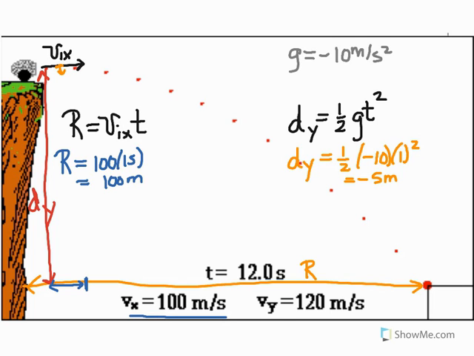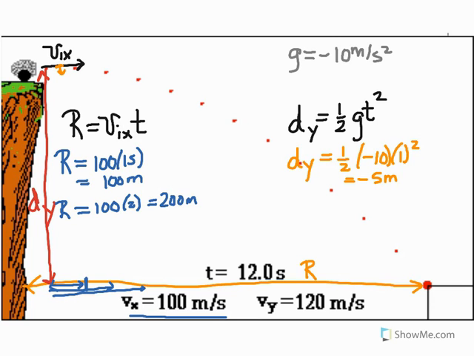Now let's take a look at what happens at 2 seconds. My range is going to be 100 times 2, which means now I'm going to be 200 meters away. From this point to over here, that's 200 meters. After 3 seconds, it would be at 300, and so on. We're moving at a constant velocity horizontally because gravity only acts down vertically.